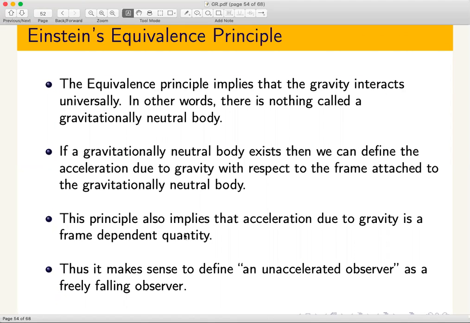Compared to that, in gravitation there is nothing called a neutral body. There is no object which does not gravitate. If there were such an object, then with respect to it we could have defined a notion of acceleration due to gravity. Therefore, acceleration due to gravity is not an absolute definition, but in some sense a relative notion. It depends upon which frame you are in. In some frame you may not see acceleration, in some frame you would see the acceleration.